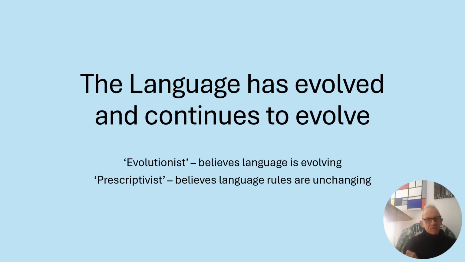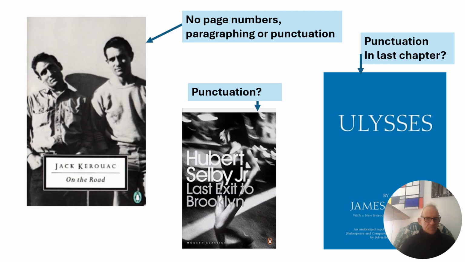But the laws are evolving all the time. So two types of thought on this. So what gives rise to the evolutionist thought? Well, people like Jack Kerouac wrote On the Road without any page numbers, paragraphing, or punctuation, and it's considered one of the great works of literature.